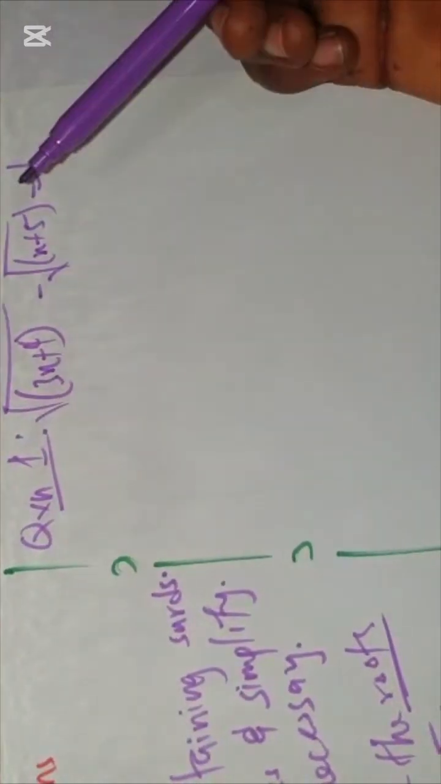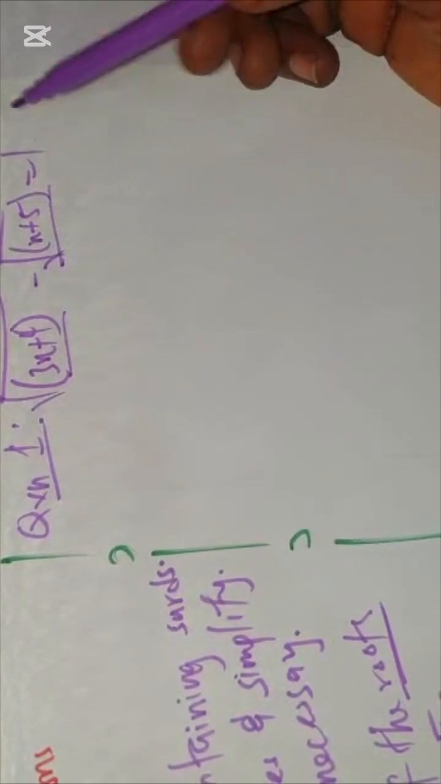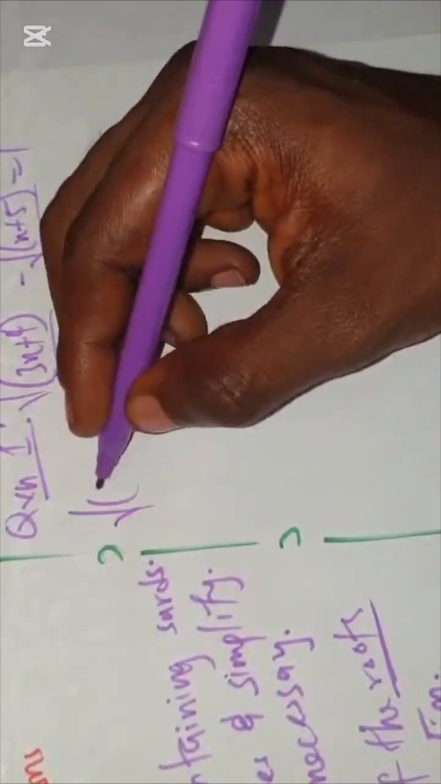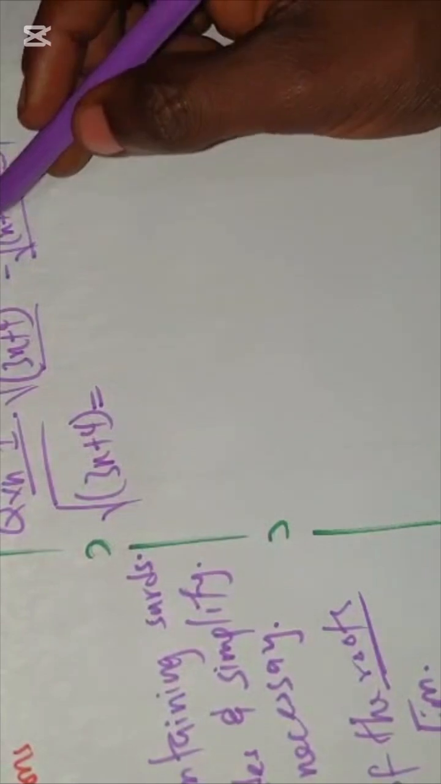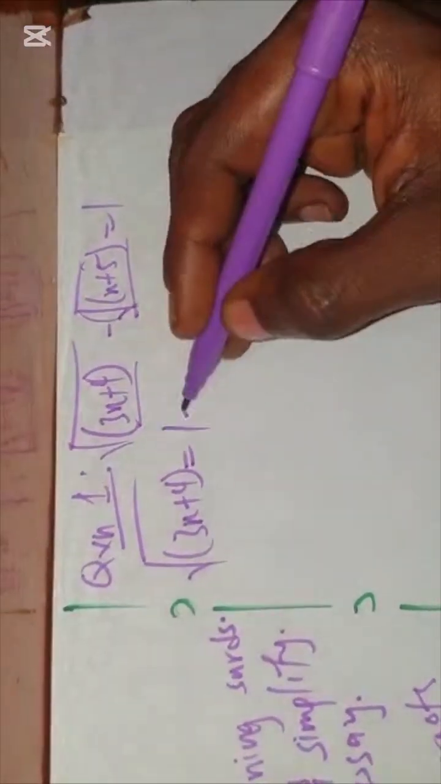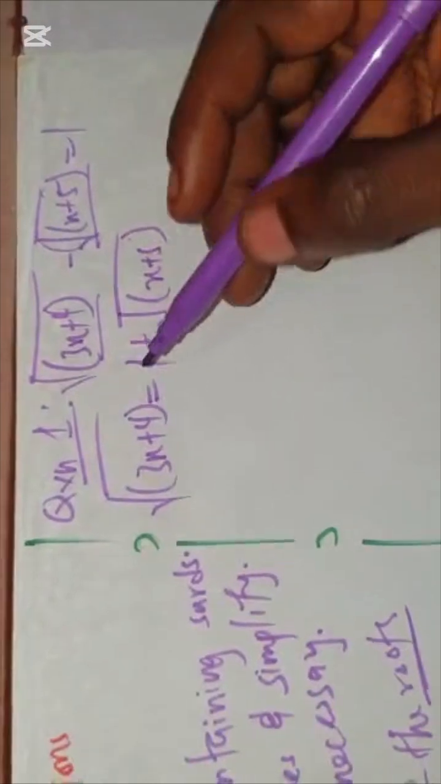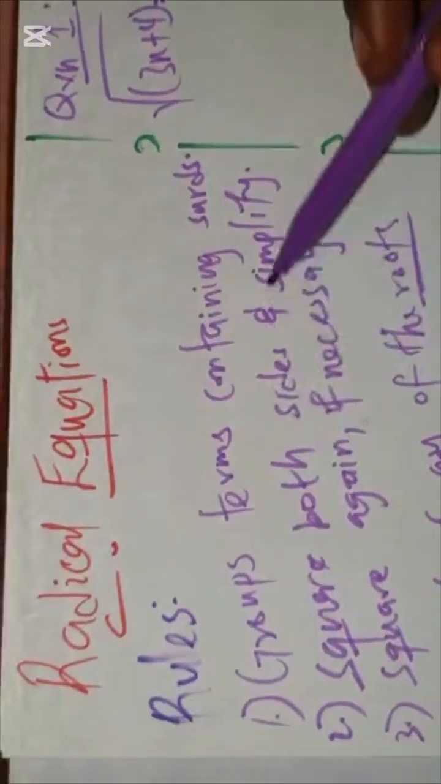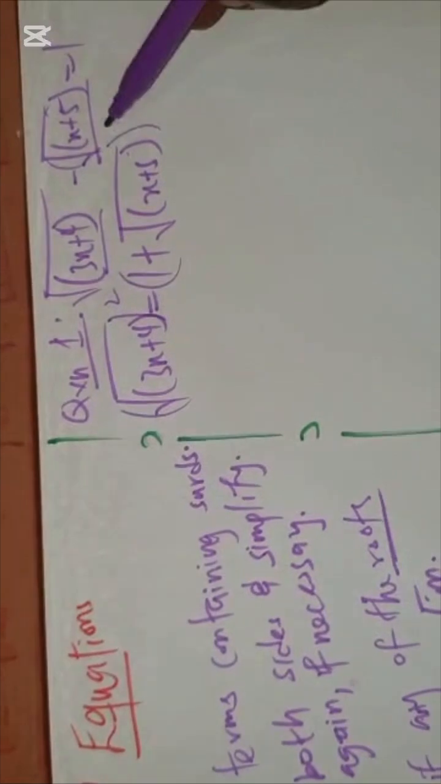We must group terms containing the surds, and in this case, this is a surd, this is a surd. So this is how you are going to do it. Let's take this surd to the other side. So we get 1 plus root of x plus 5. Now, the second rule says square both sides and simplify. So we're going to square both sides.